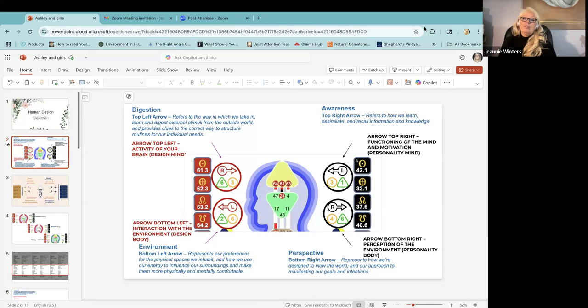This is deeper than the average person goes, but people who are really receptive to human design, a lot of them want to know more. They want to understand the way they work more. So that's what this is.